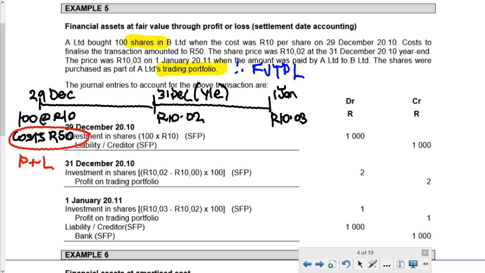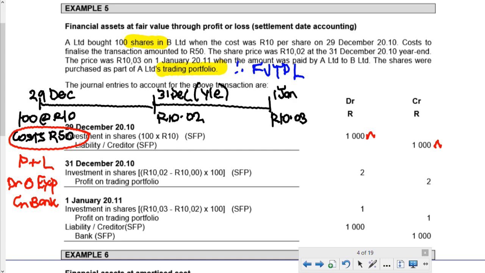On the 29th of December, I bought shares at 10 Rand, 100 of them. I debit investment in shares and I credit a liability. I haven't paid for them yet. They didn't put the 50 Rand in, but at that same date, you would say, debit other expenses in P&L, and credit bank when you paid that 50 Rand of costs.